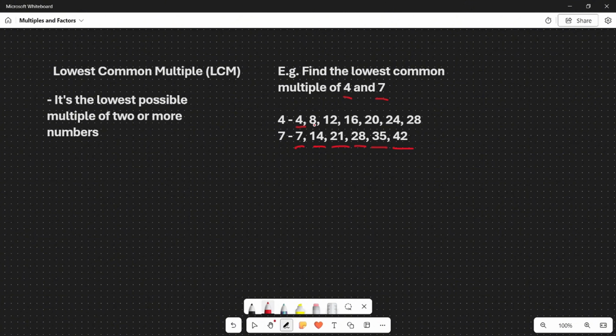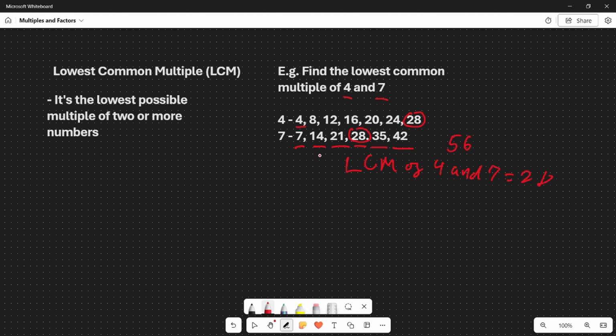Then they compare both lists of multiples, and they are meant to find the first multiple that can be seen in both. That multiple here is 28. Another common multiple of 4 and 7 is 56, but we're finding the lowest, and the lowest here is 28. So the lowest common multiple, or LCM, of 4 and 7 equals 28.